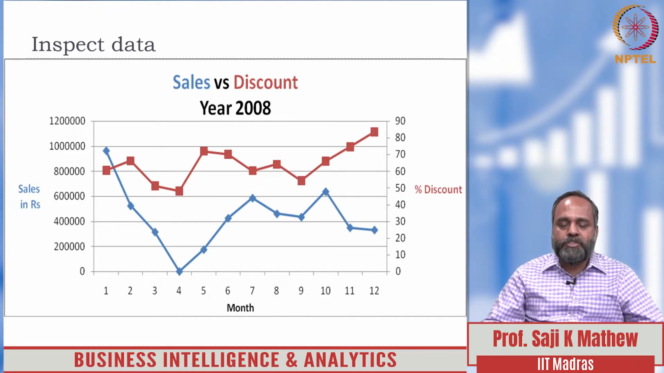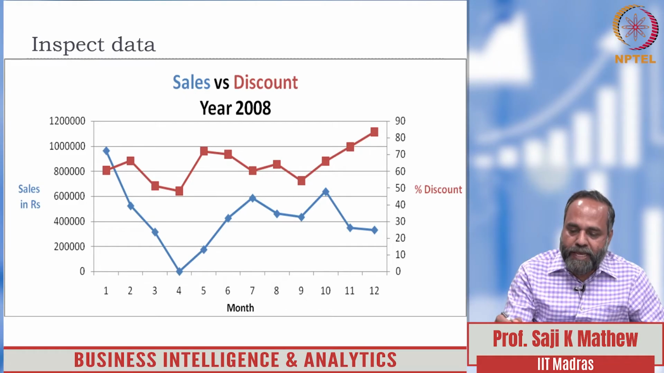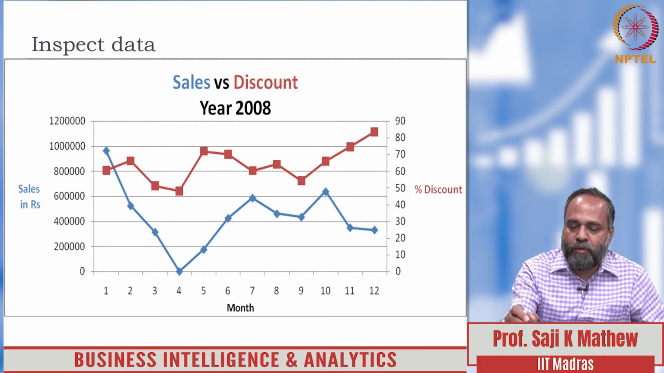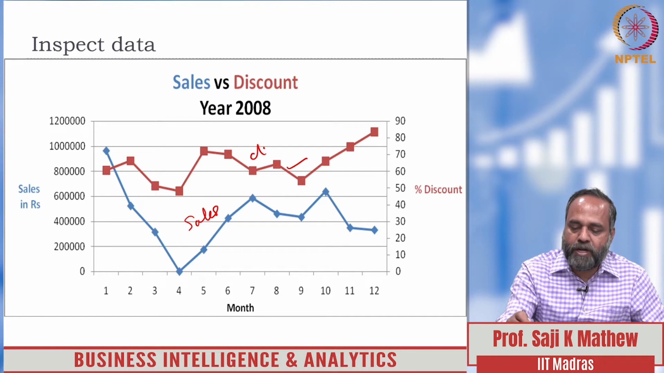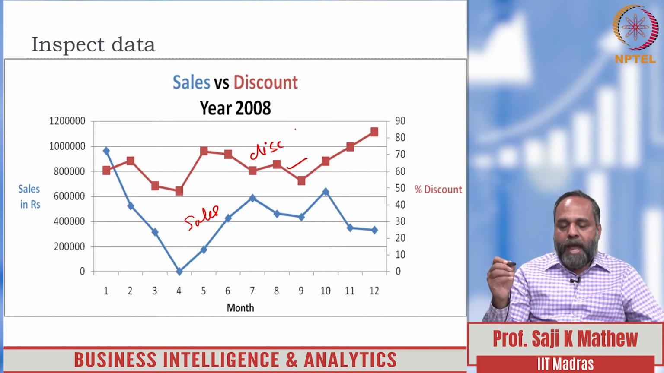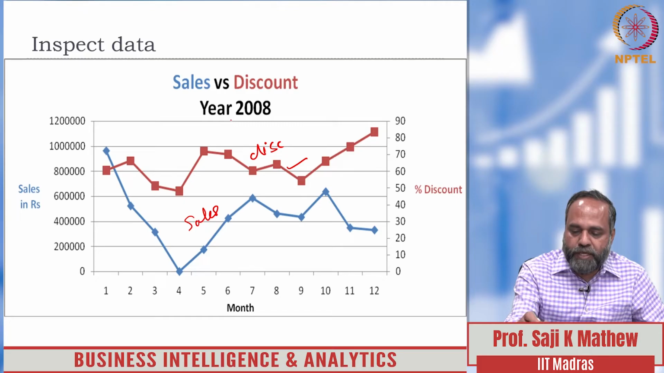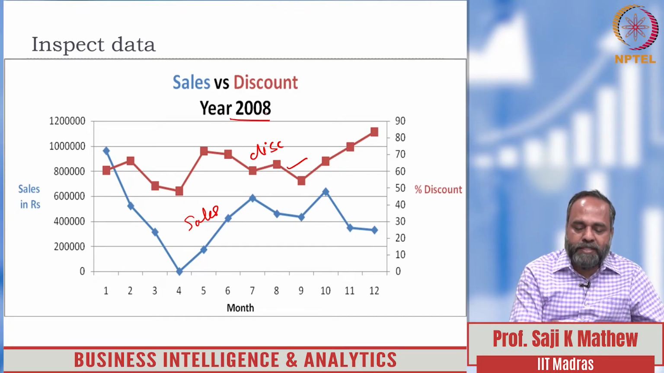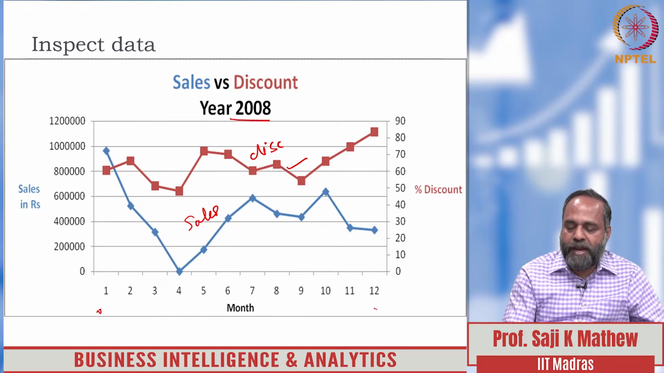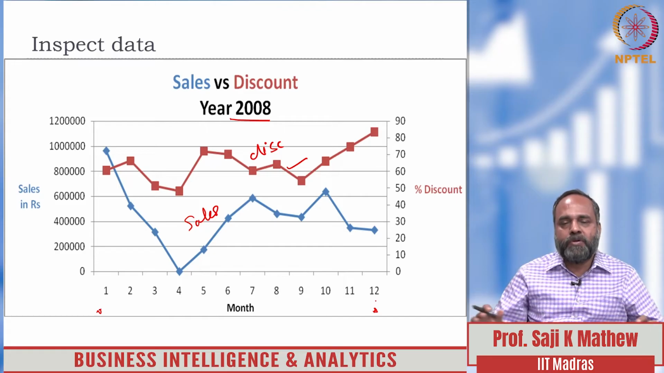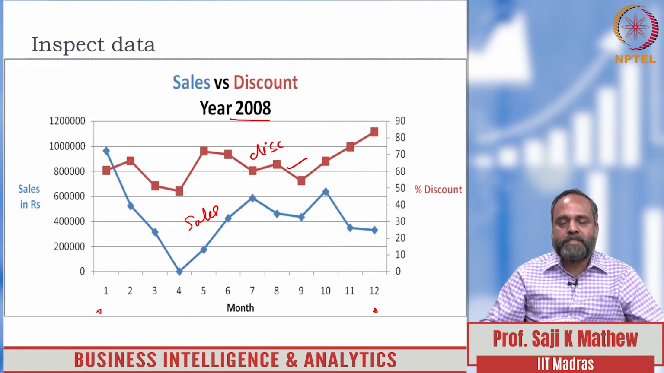As I said, it is store sales, and not only sales but also discount. Discount is in red, and this is sales. You can see that this is for the year 2008, and it starts with January and ends in December. So it's for the full year, monthly aggregated data over 1 year.